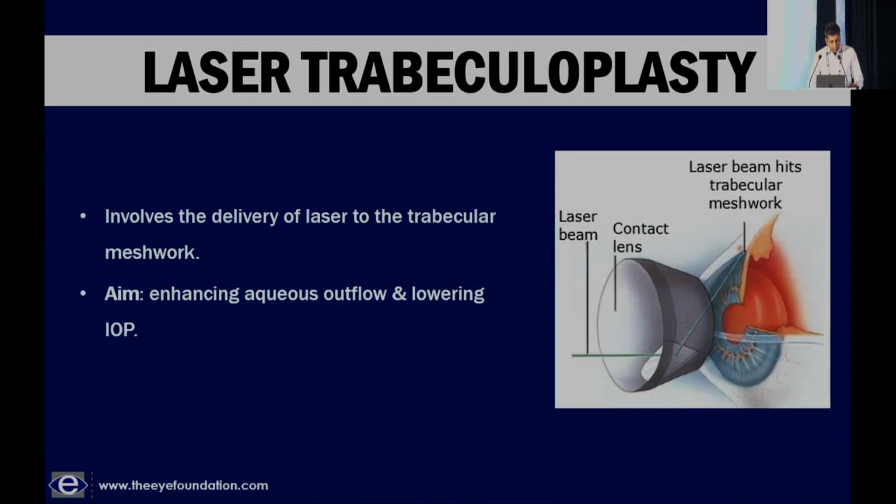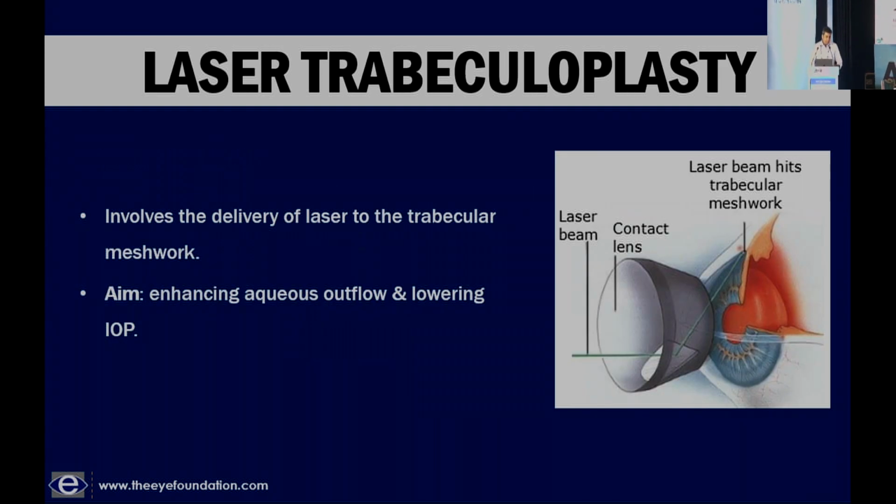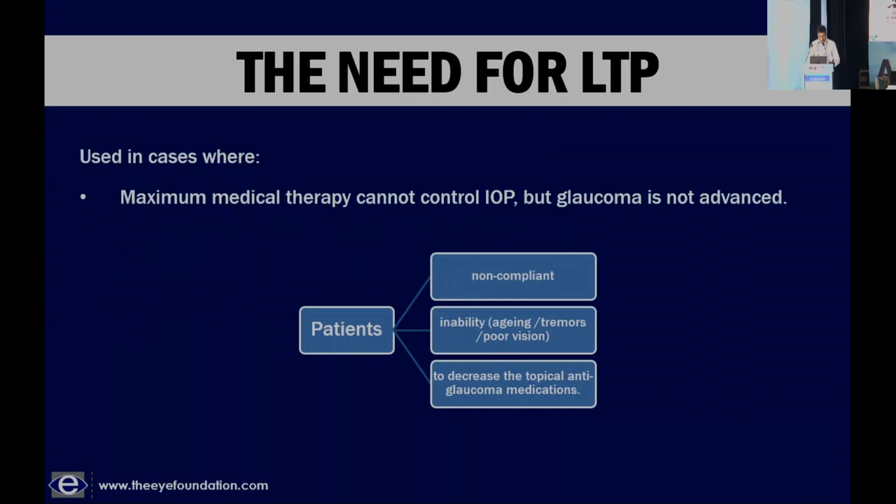Laser trabeculoplasty involves delivery of laser to the trabecular meshwork, which results in either mechanical or biochemical changes at the trabecular meshwork, resulting in improved outflow, resulting in reduced IOP. It is primarily used in cases where maximum medical therapy cannot control intraocular pressures to target level, or the glaucoma is not that advanced. It's primarily used in patients who are non-compliant with the medication or have inability to apply medication, either because of aging, poor vision, or tremors, and also to decrease the load of topical medications which are used.